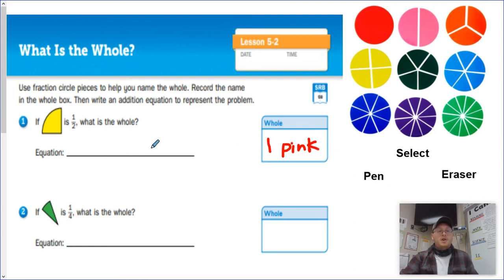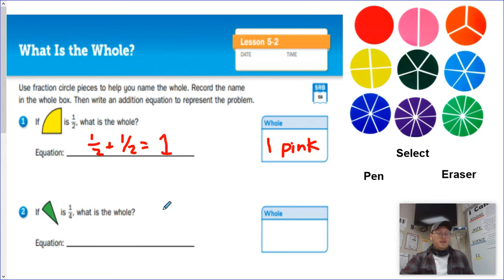And so then my equation would be 1/2 plus 1/2 equals 1 whole. So 1/2 plus 1/2 equals 1 whole because I'm taking this right here as my equation.